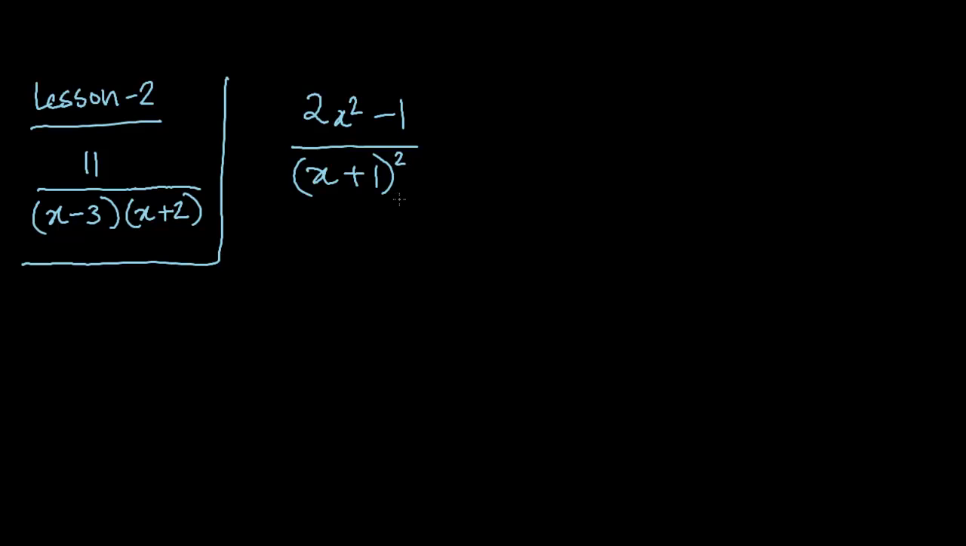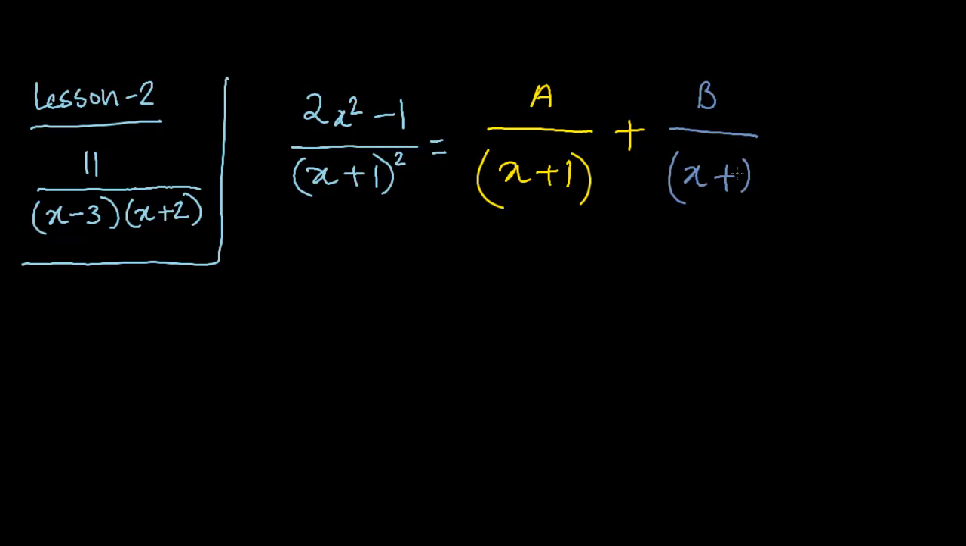Now, the rules are very simple. We still do the same thing again, and that is we need to get the denominators out of here. But in this case, it is going to equal a over x plus 1, plus b over (x plus 1) whole squared.